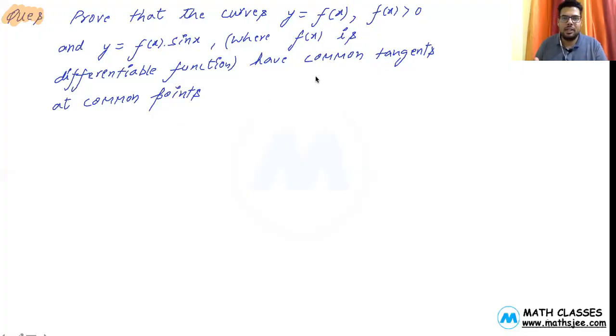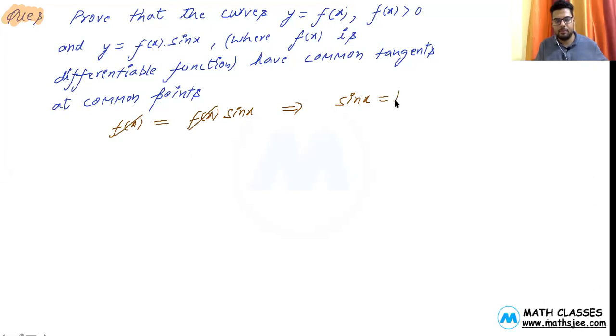So first of all, let us try to find the common tangents or the slopes. For that we need to find the point. At that point both of them should be the same, y should be the same. So we have f of x equals f(x) into sin x. So we are trying to find the point of intersection, and clearly f(x) is positive, so f(x) is not equal to 0, right? This and this will get cancelled out. So for the point of intersection, we have sin x equals 1, right?